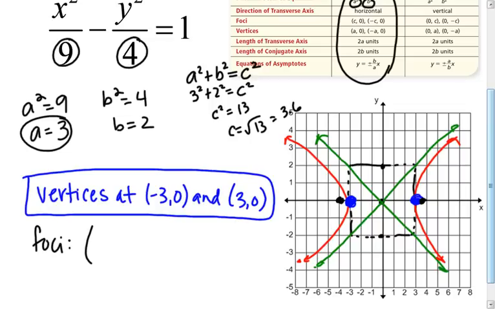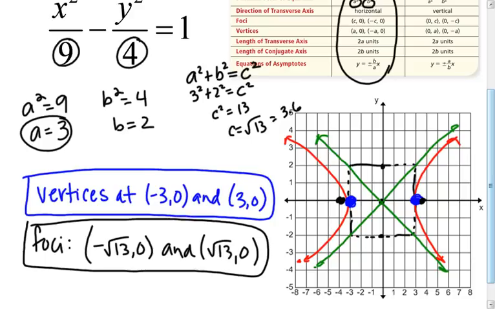This point right here would be negative 3.6. And actually, I'm going to use square root symbols instead of the decimals. I just get the decimals to help me put it on the graph pretty accurately. So I'm actually going to call that negative square root of 13, 0, and positive square root of 13, 0 would be the right-hand one. So there's the foci.